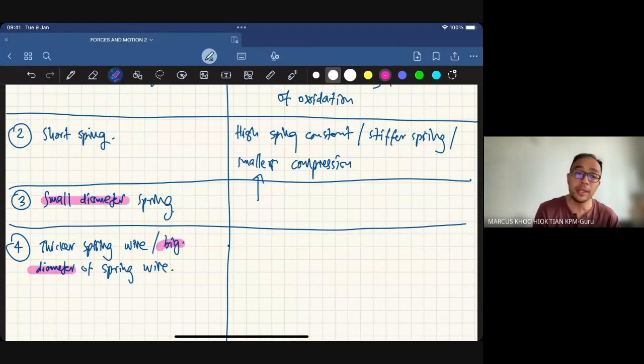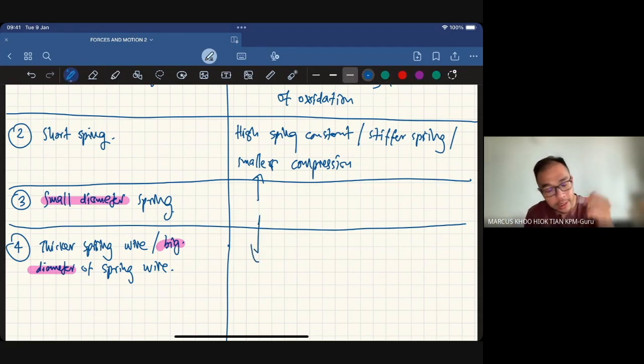I don't want you to be confused by point number 3 and point number 4. One is small diameter, one is big diameter. Number 3, small diameter of the spring is the hole, the hole in which the spring is. That is the diameter of the spring. But the spring wire itself is the wire's own thickness. That's called the diameter of the spring wire. So it's two totally different things. One is talking about the hole, one is talking about the wire, but the reason can be the same. Higher spring constant, stiffer spring, smaller compression, and therefore it can support a bigger load.